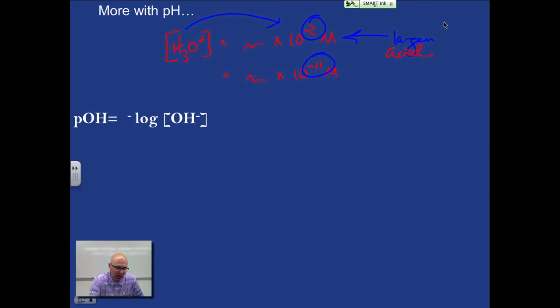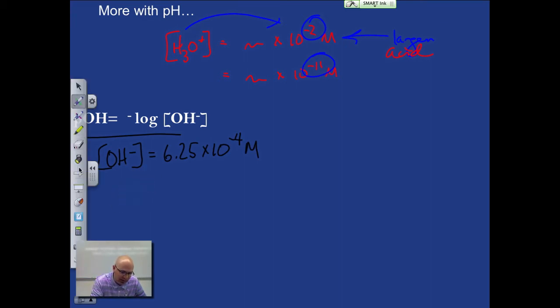Now we do have something called the pOH, and it's as simple as taking the negative log of the OH minus concentration. No big deal, it's as simple as that. You know, if I have an OH minus concentration, and I wrote one down here, 6.25 times 10 to the negative 4 molar. Well, it's going to be the pOH.